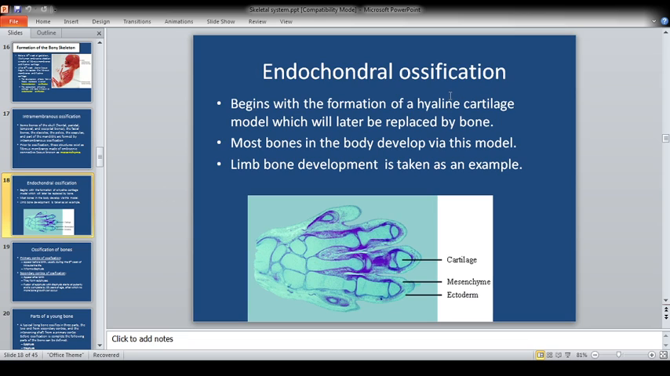Then comes the endochondral ossification. It begins with the formation of a hyaline cartilage model which will later be replaced with the bone. So what happens is the outer cartilage model is replaced by bone in this type of ossification. This is present in the long bones only. So most bones in the body develop by this model. Limb bone development is taken as an example.